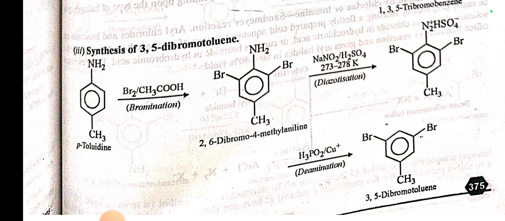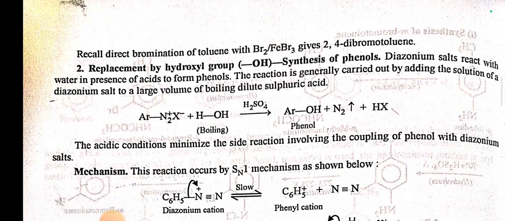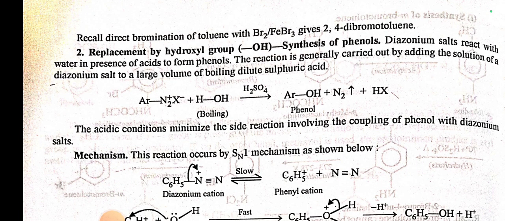Synthesis of 3,5-dibromotoluene. Para-toluidine is reacted with Br2/CH3COOH, bromination gives 2,6-dibromo-4-methylaniline, and reacted with NaNO2/H2SO4 at 273 to 278 Kelvin temperature by diazotization and deamination in presence of H3PO2/Cu+ gives 3,5-dibromotoluene. Recall, direct bromination of toluene with Br2/FeBr3 gives 2,4-dibromotoluene.